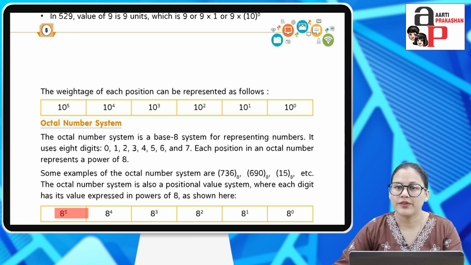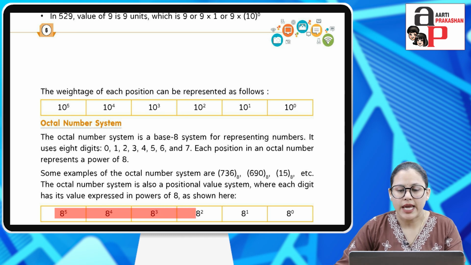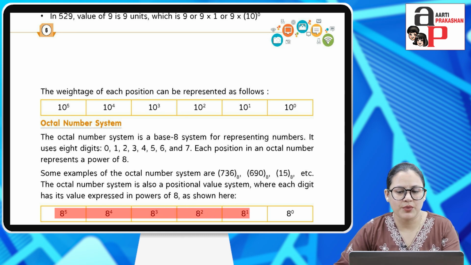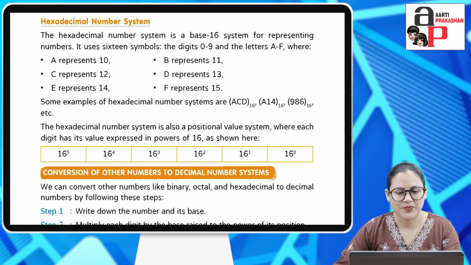Here you can see, right, 8 raised to the power 5, 8 raised to the power 4, 8 raised to the power 3, 8 raised to the power 2, 8 raised to the power 1 and 8 raised to the power 0. Next is the hexadecimal number system.